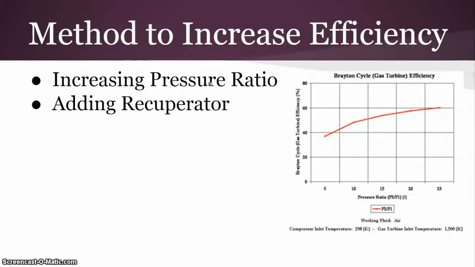There are two ways to increase the efficiency of the Brayton engine or Brayton cycle. The first way is by increasing the pressure ratio. As seen in figure 1 above, increasing the pressure ratio increases the efficiency of the Brayton cycle. So why not keep increasing this ratio? There are practical limits when it comes to increasing the pressure ratio.